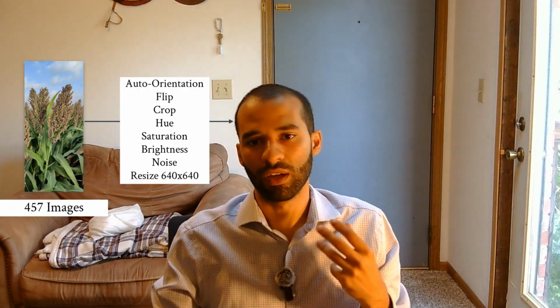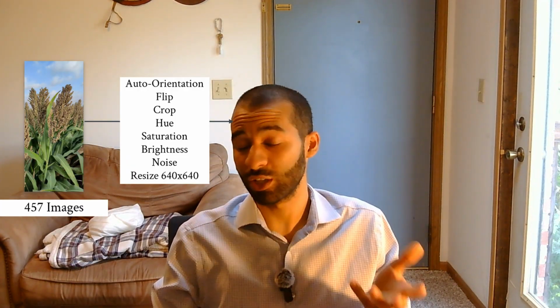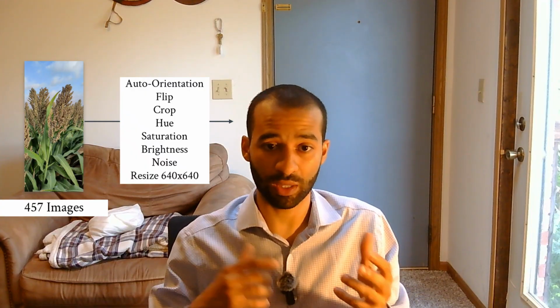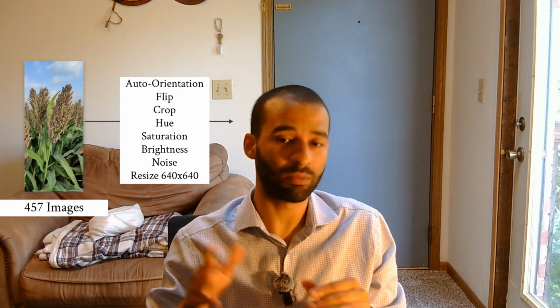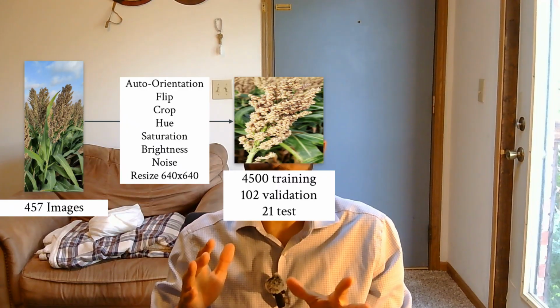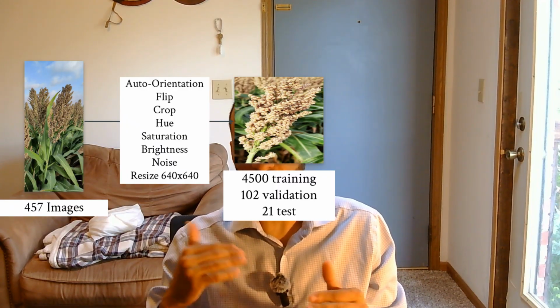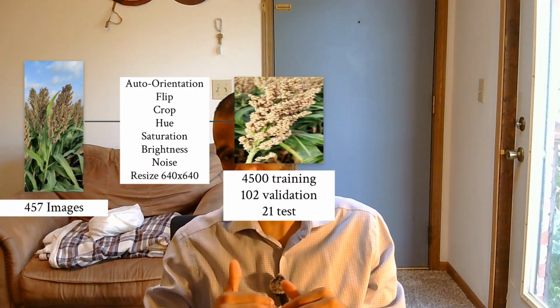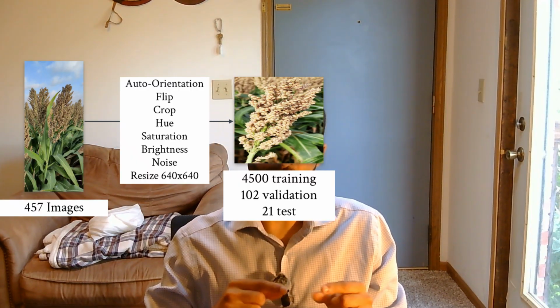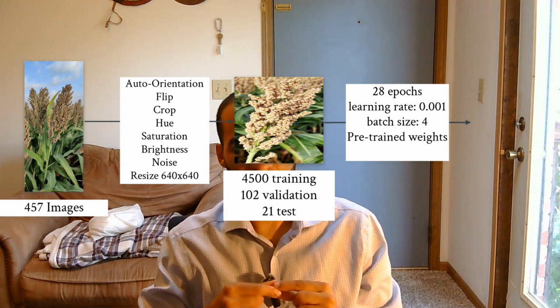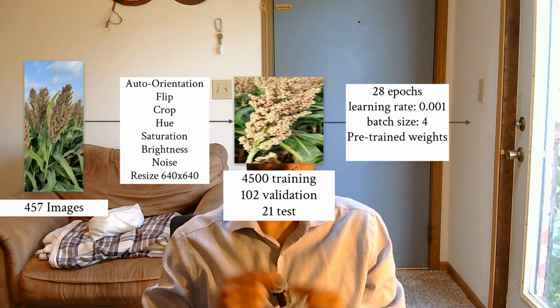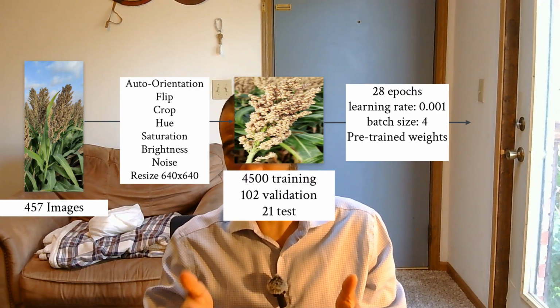We augmented our dataset with auto-orientation, flipping, cropping, and adjustments in hue, saturation, and brightness. And we also resized the images to 640 by 640. In the end, we had around 4,500 images for training, 120 for validation, and 21 for testing. We set the training settings to 28 epochs, a learning rate of 0.001, and a batch size of 4. And we also used pre-trained weights.